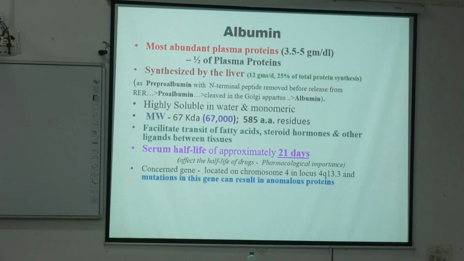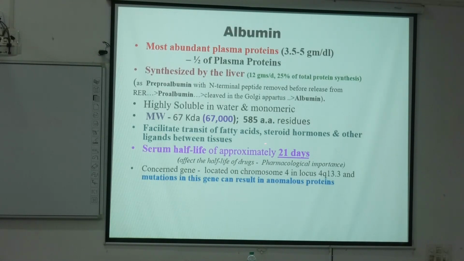Now albumin. It's the major abundant plasma protein, 3.5 to 5 grams per deciliter. I have told you at least 6 times. It is synthesized by the liver, 12 grams a day, 25% of the total protein synthesis. It is synthesized as pre-proalbumin, just like insulin again. Then the N-terminal is removed and proalbumin is cleaved in the Golgi apparatus to albumin. It's highly water soluble and monomeric, with a molecular weight of 67,000, and it doesn't normally pass through the glomerulus.